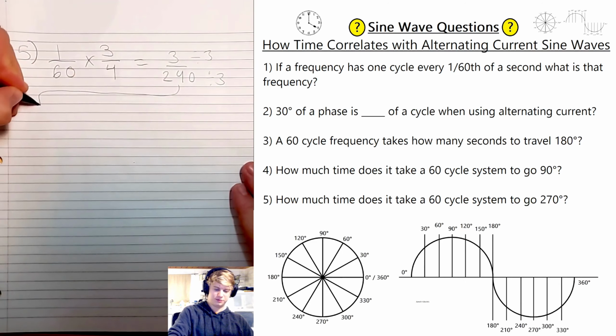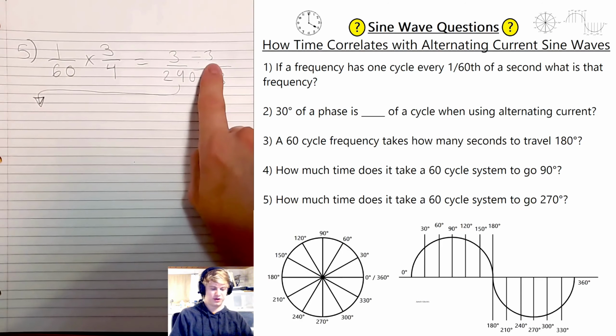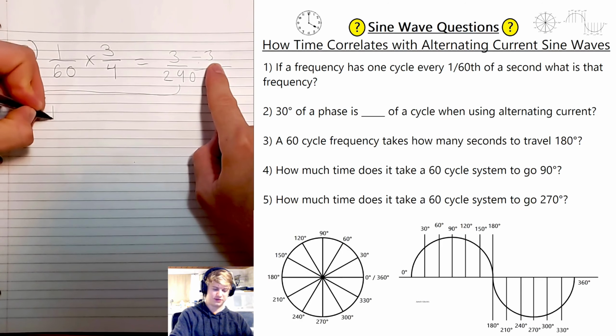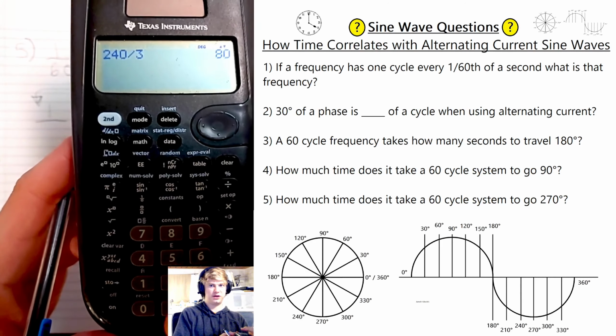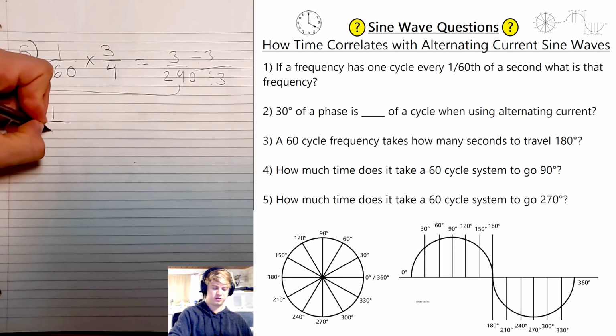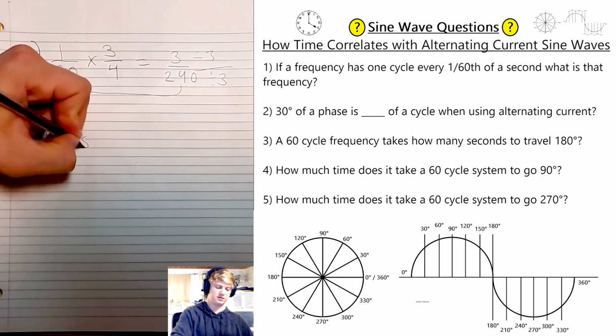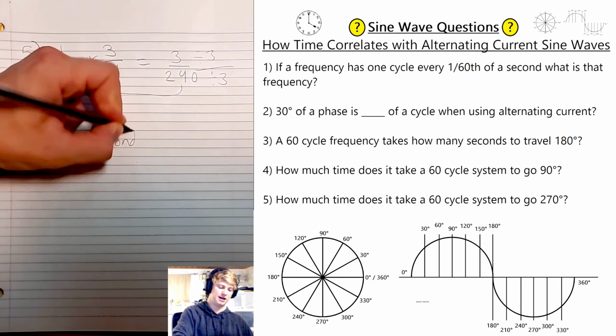I'm going to put everything over here. Okay, so 3 divided by 3, we obviously just have 1. And then 240 divided by 3, we have the number 80. So that shows us that we have 1/80th of a second as our answer.